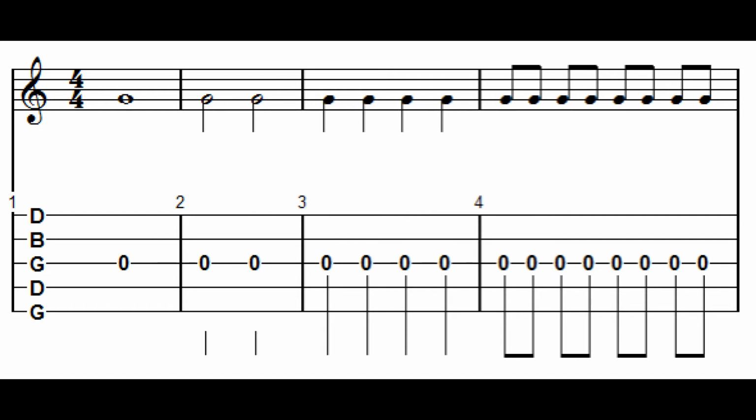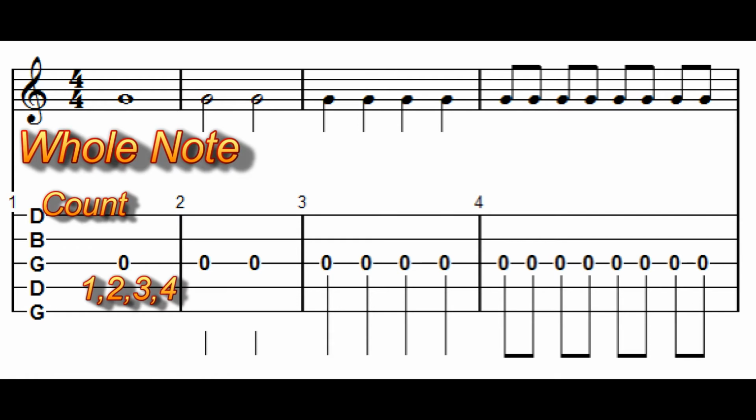For example, in the first measure, the whole note is played 1 time, but it receives a count of 1, 2, 3, 4 to complete the measure duration of 4 beats. Now listen to the short audio to demonstrate how this is done.